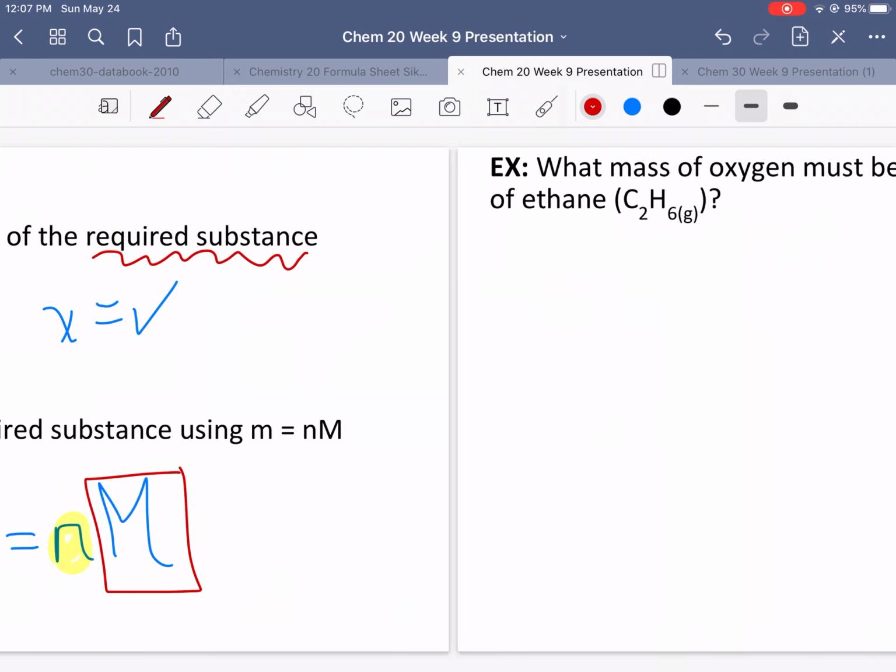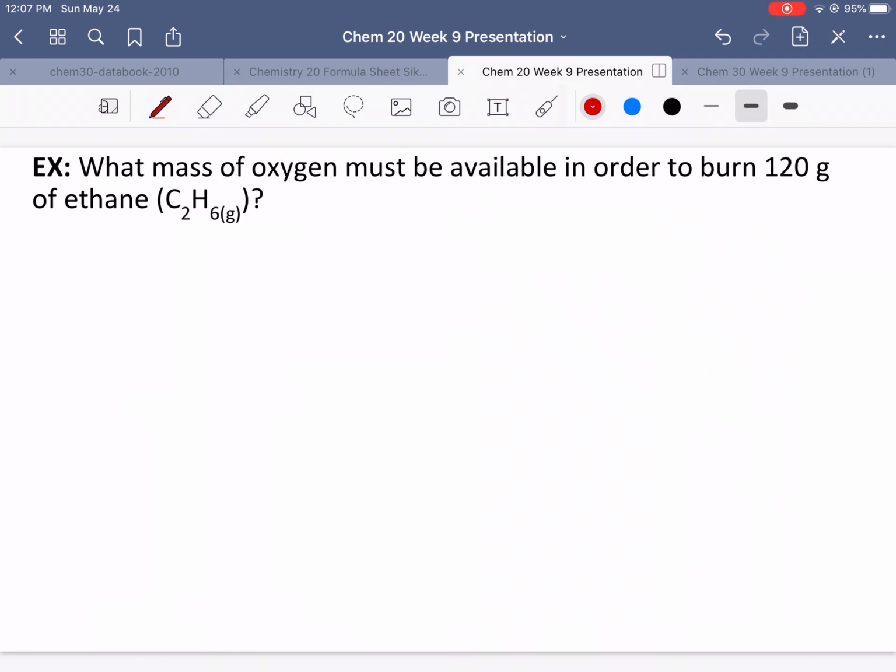Okay, let's do some examples, because there's no better way to actually understand this. The hard thing with these sometimes for people is figuring out what you are given and what you are looking for. So I'm going to use some different colors, highlighters here. Mass of oxygen, so we know we're looking for M of oxygen. And we are given a mass of another substance, this ethane. Okay, so we've got a given, and we've got what we're required to find. We're required to find the mass of oxygen. We're given the mass of ethane.